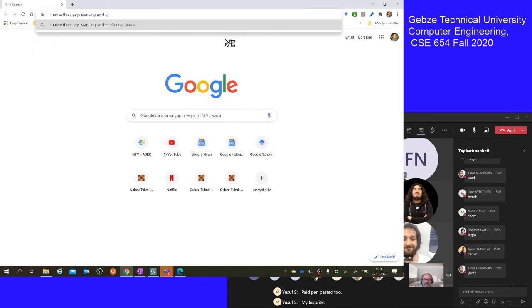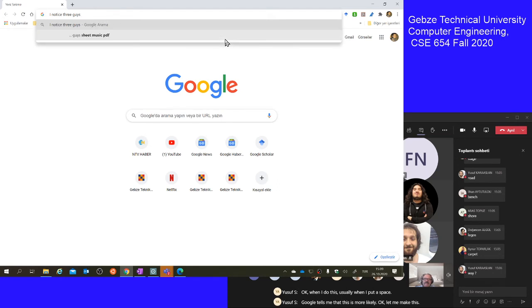Okay. When I do this, usually when I put a space, Google tells me that this is more likely. Okay, let me make this. Okay. I noticed 3 guys. Sheet music is the most possible one because I think people are making lots of search on it. So the point I am trying to make is Google has seen many sentences written by human beings, and many people had written, I noticed three guys, sheet music PDF. Okay, so it looks like maybe it is not related to I notice, maybe it is just three guys, right?